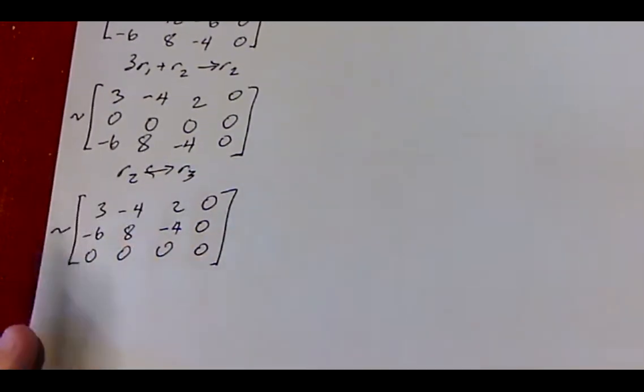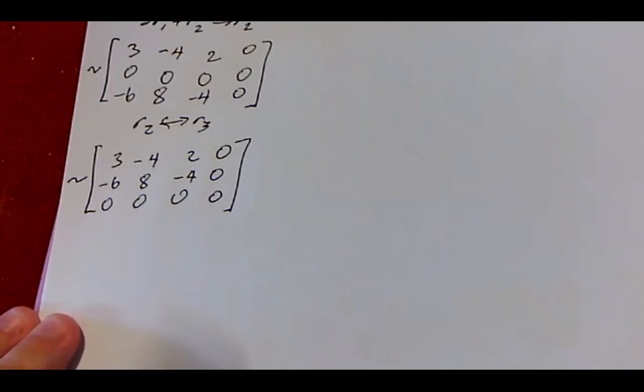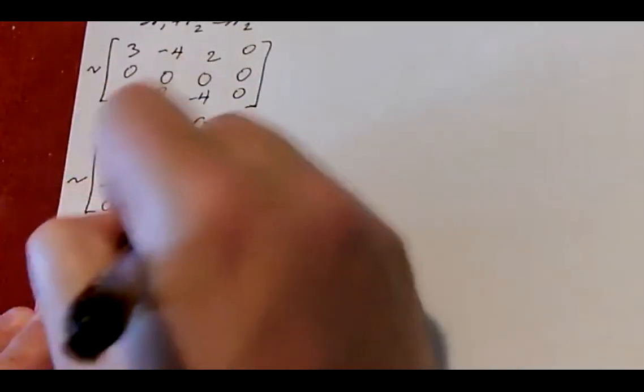Now I still need to get zeros below my pivot. Remember, 3 is my pivot right now. So I'm going to do 2 copies of row 1 and add that to row 2, because again, that will get me 6 minus 6. And we're going to replace row 2.